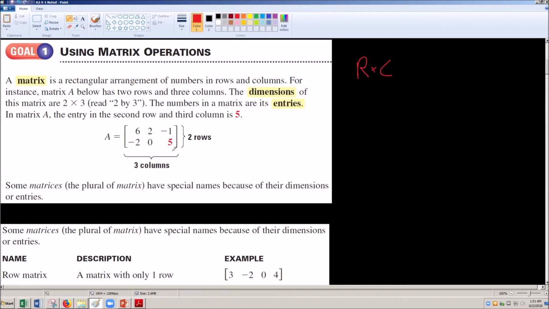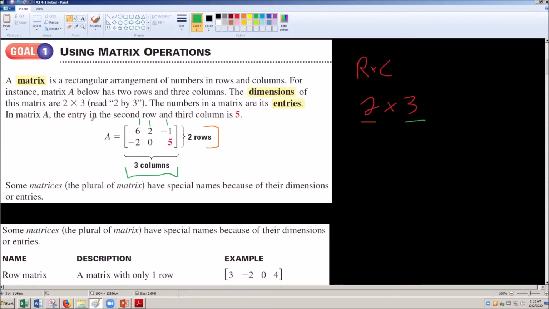So when I talk about the dimensions of this thing, the dimensions are going to be 2 by 3, right? So my 2 rows here, and then my 3 columns right here. So 1, 2, 3, and then my 2 rows along the side here. Again, when we talk about multiple matrix, we talk about matrices. So that's the plural there.